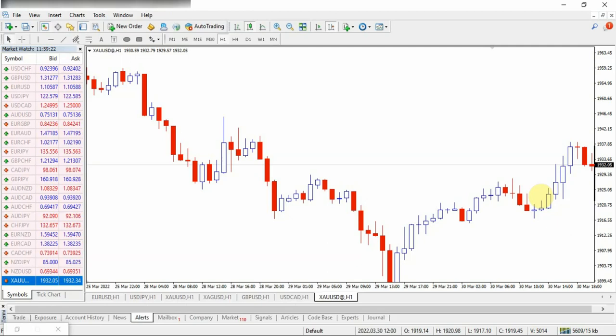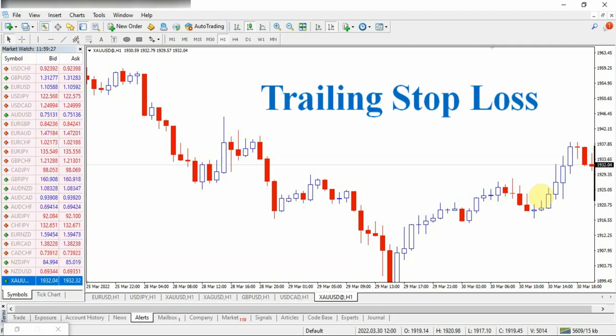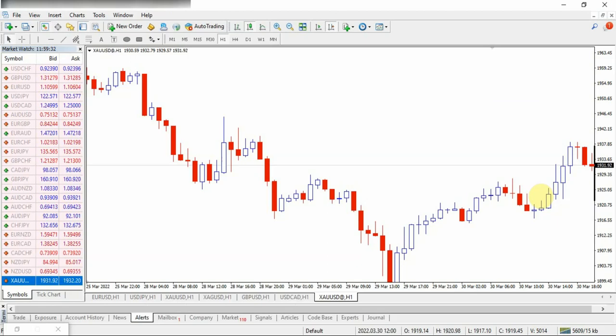Now, continuing our topic: trailing stop loss is what we can use to save our current profit before we drop into loss or lose a significant part of our profit.